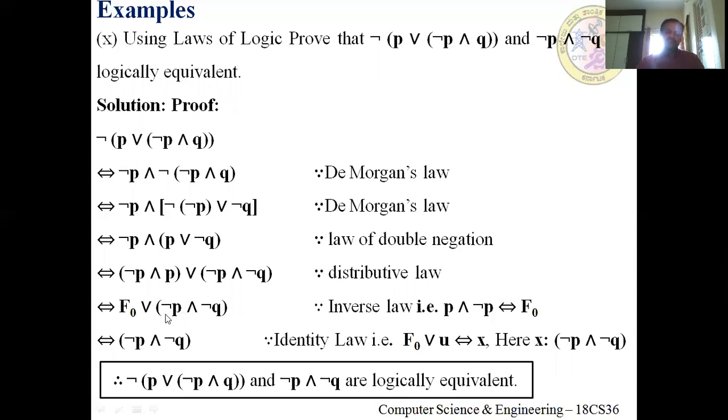That's why I can say that contradiction or negation of P and negation of Q is logically equivalent to negation of P and negation of Q as per the identity law, where here U stands for negation of P and negation of Q. Finally, we prove that these two statements are logically equivalent. That means we consider the LHS and we prove that LHS is equal to RHS.